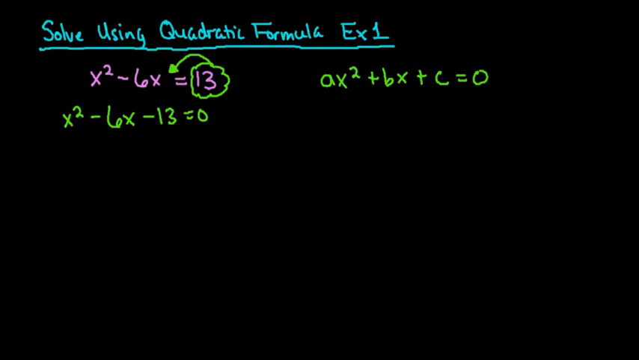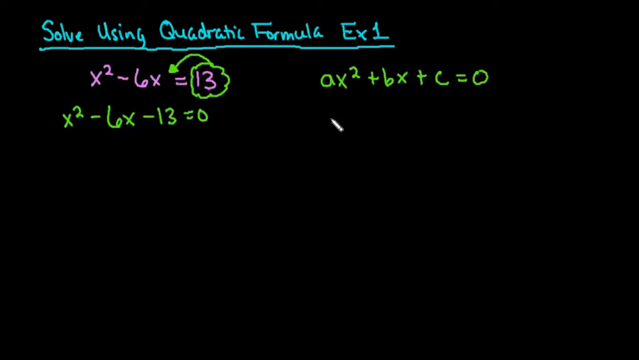And then we are going to use the quadratic formula. This one will not factor because there are no numbers that multiply together to give me negative 13. The only thing I can multiply together to get negative 13 is negative 13 and 1. And if I add negative 13 and 1 or positive 13 and negative 1, I can't get negative 6. So that tells me that this is not factorable.